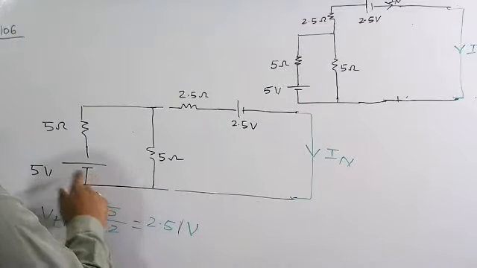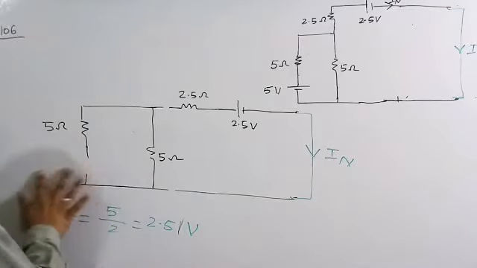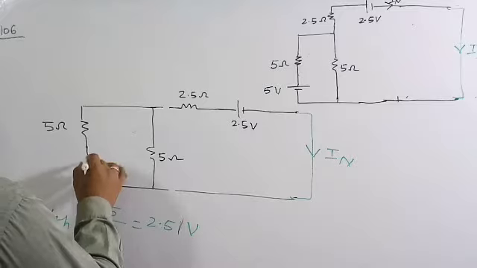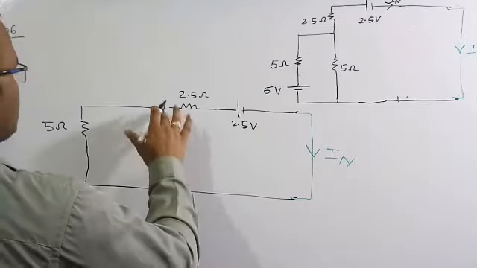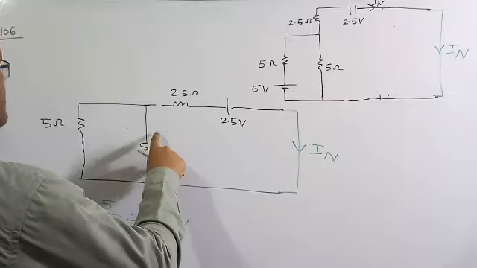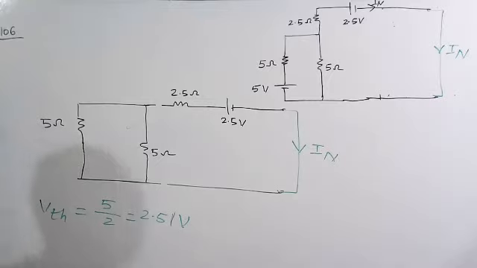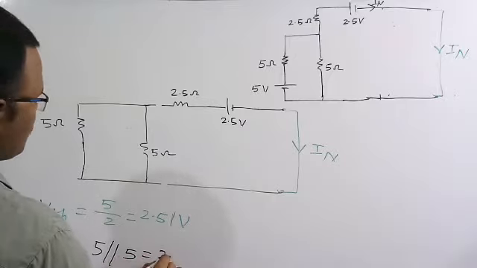As there is only one ideal voltage source in this circuit, I am going to short circuit the ideal voltage source, and then figure out the equivalent resistance, or Thevenin resistance, across these terminals. As the 5 ohm and 5 ohm are connected in parallel, the Thevenin resistance is equal to 5 parallel 5. It will become 2.5 ohm.